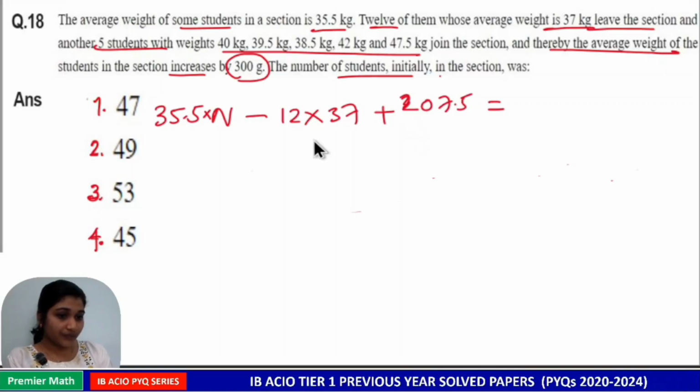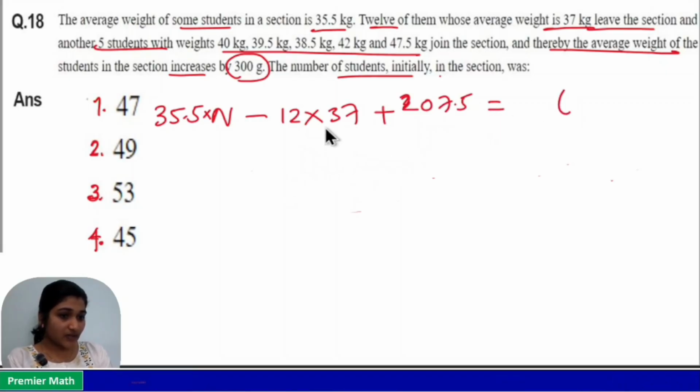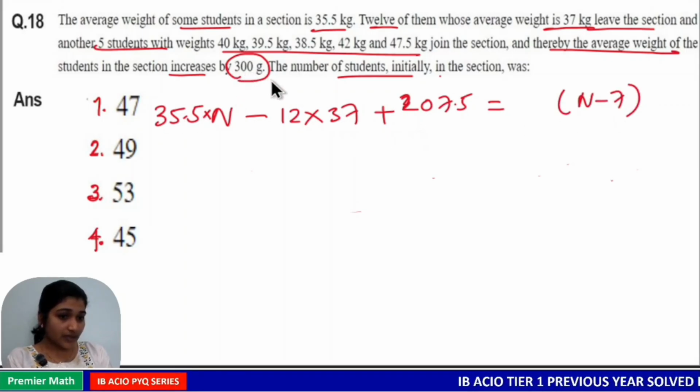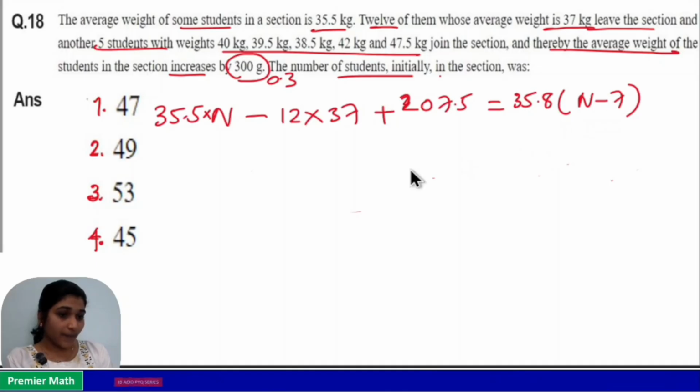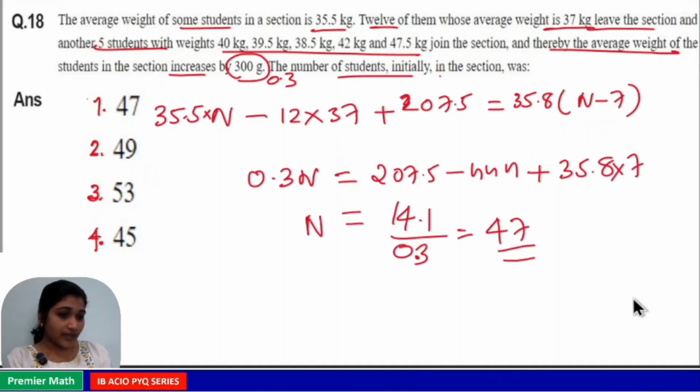Now, when 12 students leaving and 5 students adding, remaining students are minus 12 plus 5, minus 7. That is n minus 7 students. And average increases by 300 gram means 0.3 kilogram increment from this 35.5. So this becomes 35.8, the average final weight. Now if you solve this, you will get the answer as n is equal to 47.